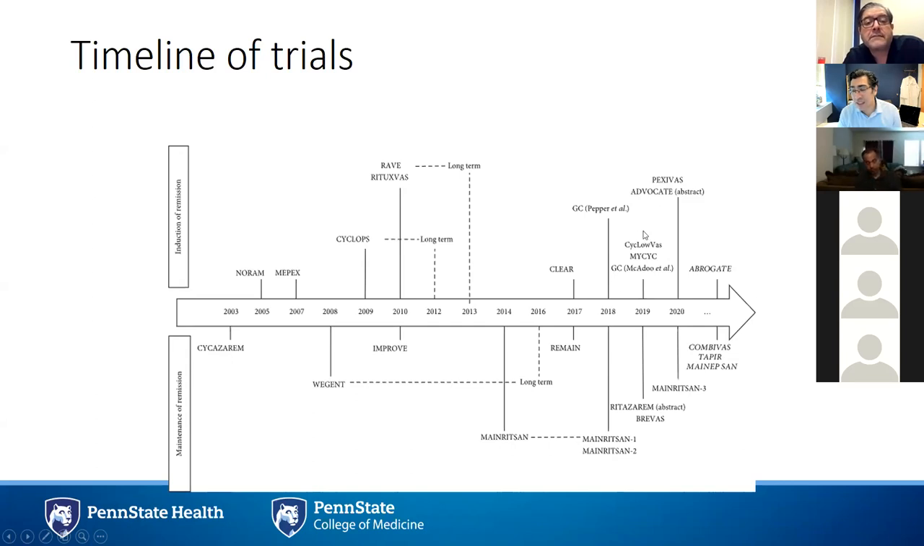This was taken from a rheumatology journal. So maybe the other presenter did not have this as a part of their publication. Whereas you can see that simultaneously, the maintenance of remission trials, which are below the timeline arrow, are CYCAZAREM, WEGENT, the IMPROVE trial, and then MAINRITSAN, which is 1, 2, and then now 3 as well. So I will discuss some of these in my follow-up slides.